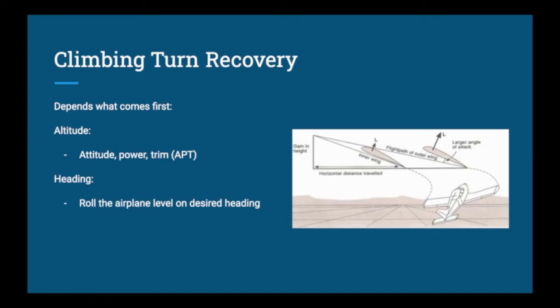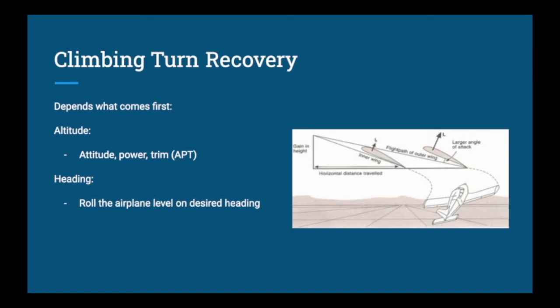One thing I will mention is when you're in a climbing turn, the maximum angle of bank is 15 degrees, and that is to prevent overbanking, and it's to prevent a stall, which may lead to a spin. So climbing turn, maximum 15 degrees angle of bank is our safety limitation there.